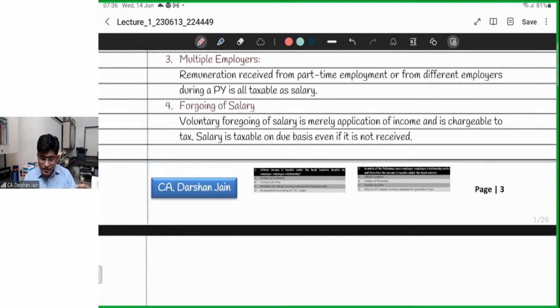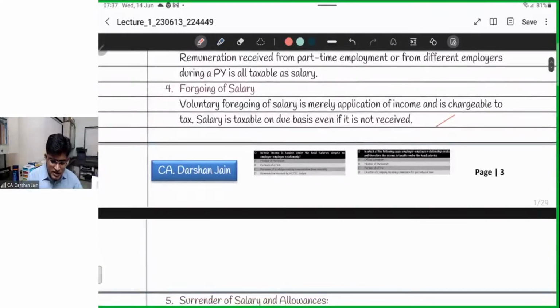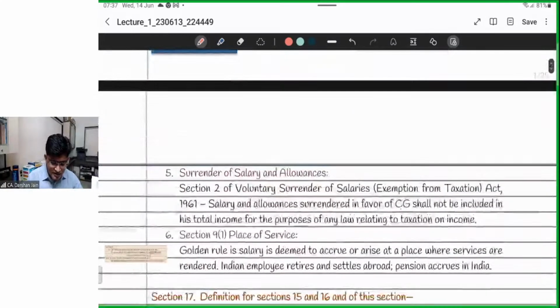But then foregoing means something that you have already earned. If you have not earned it, in that case, you cannot forego it. So foregoing is always after salary becoming due. Now, if it has become due and you forego it, it is treated as application of your money. So if you have applied your income, well, it is going to be taxed in your hands. The foregoing of salary is taxed, even though it is not received, since it has become due, it would be taxed in your hands.